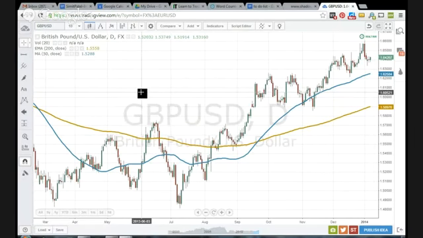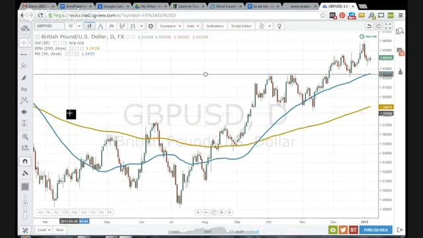Okay, pound dollar here. Again, need more of a pullback. That's the level I'm looking at here. If we can pull back to here, oh, now we can go back to our normal lines.